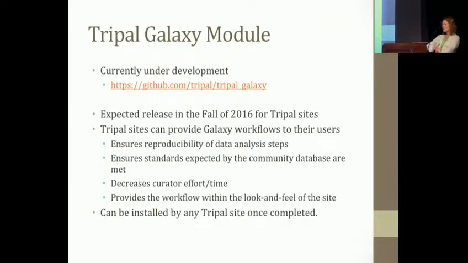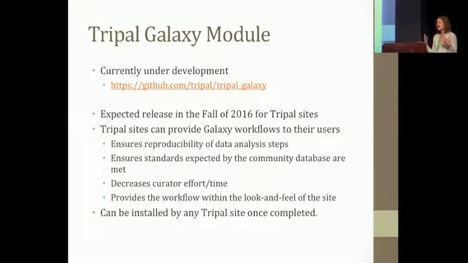So that was kind of that first big hump we had to get over to start developing what we really wanted to do, which is our Galaxy module. The code is rough, but it is on GitHub, so you can kind of track development as it's coming along. We do have an ambitious target date of releasing this this fall for all of the Tripal websites to be able to use. And basically, this is going to allow any Tripal website to provide a Galaxy workflow or set of workflows to their users.